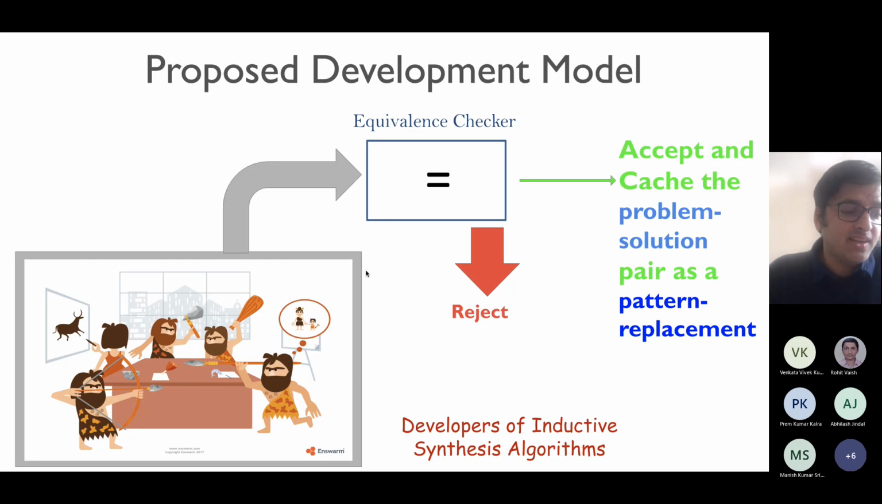The onus of maintaining the correctness now lies with the equivalence checker. The equivalence checker would either reject the candidate solutions or accept them. In case it accepts the candidate solution, it caches the problem solution pair for future use. This caching basically represents the problem solution pair as a pattern replacement rule. These pattern replacement rules can then be exposed as a table of potential peephole optimizations to the compiler.